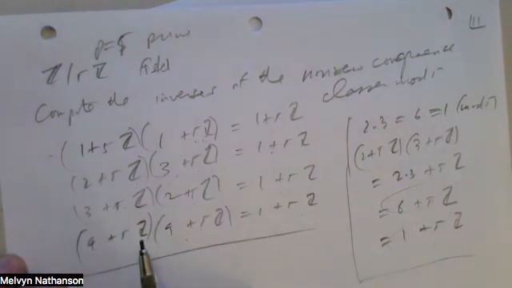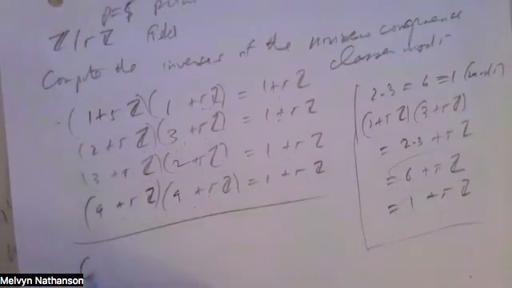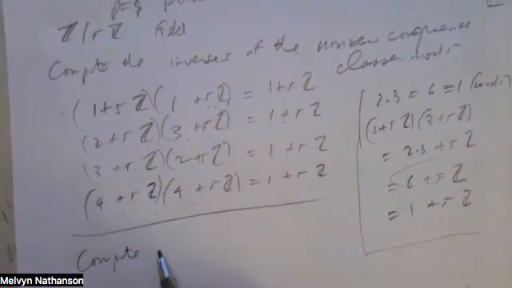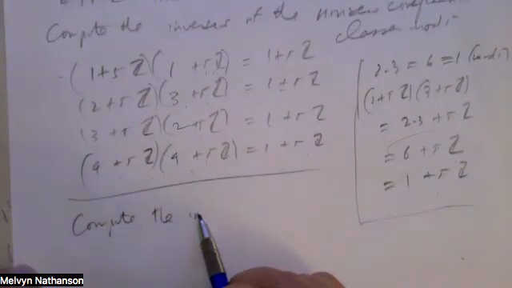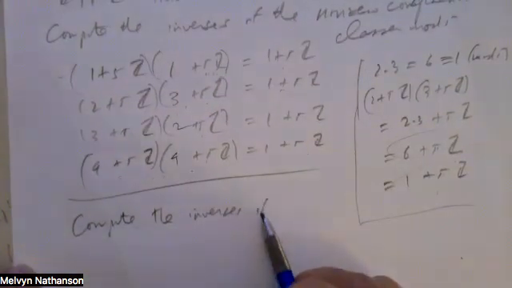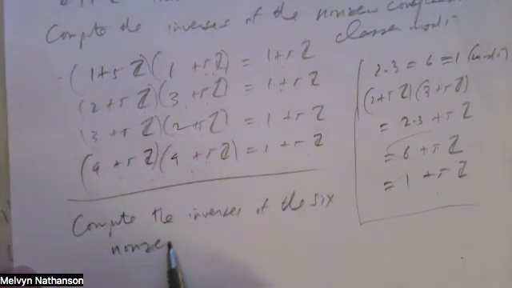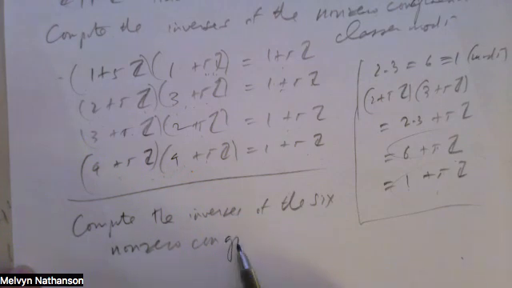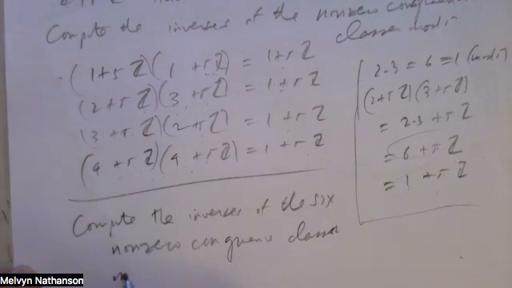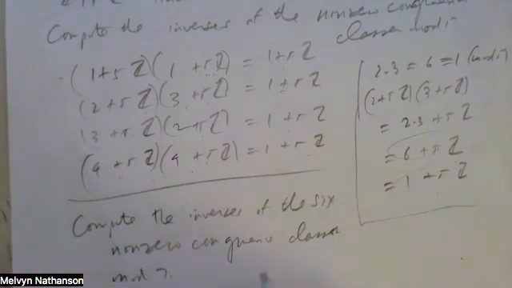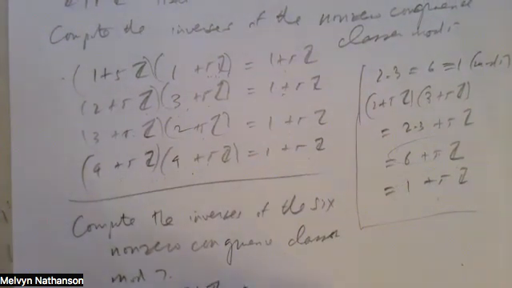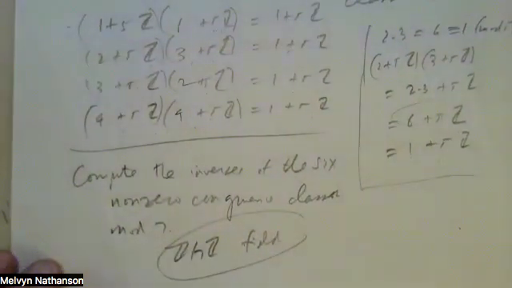All right, well, let's do one final exercise. Compute the inverses of the 6 non-zero congruence classes modulo 7. Z mod 7Z is a field, so every non-zero element has an inverse.